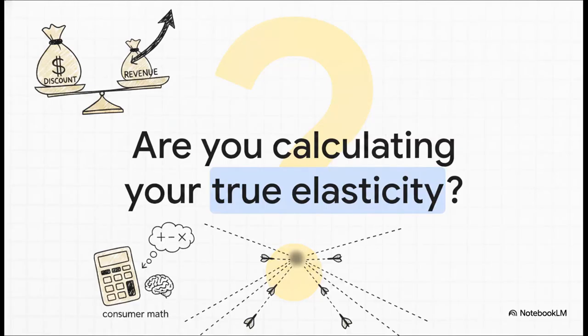Which leaves us with one final powerful thought. By viewing your business through the lens of elasticity and the total revenue test, you are no longer throwing darts in the dark. You're actually engineering your own success based on consumer math. So the next time you sit down to adjust a price, are you acting on pure instinct or are you calculating your true elasticity? Think about that before you offer your next big discount.